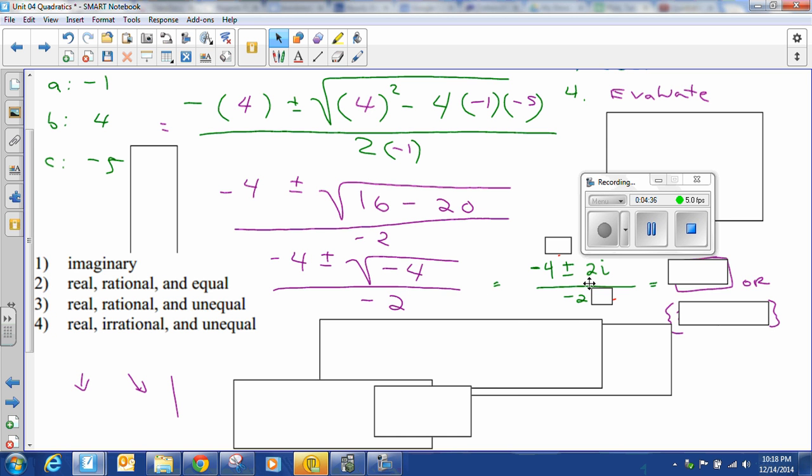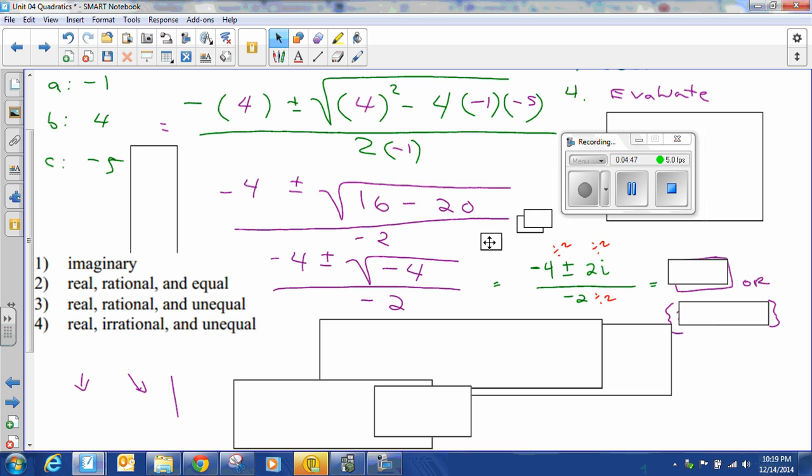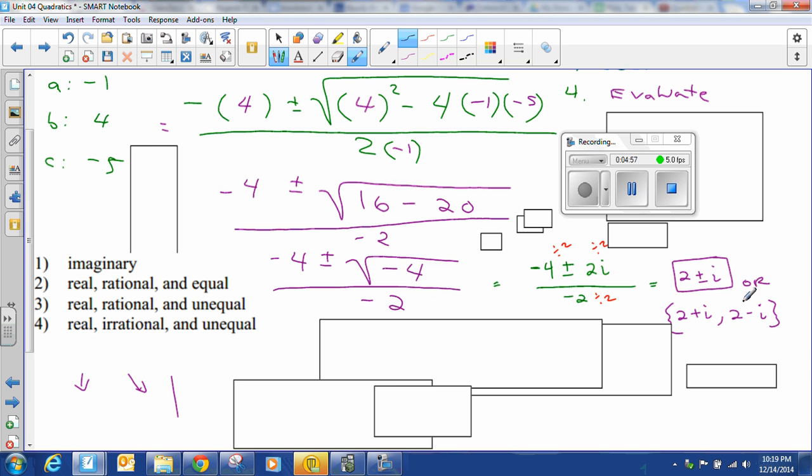So negative 4 plus or minus 2i over negative 2. We can further simplify this because every single term is divisible by 2. We'll divide by 2 here, here, and here. We end up with 2 plus or minus i, or 2 plus i, comma, 2 minus i. So let's think about it. This solution is not a real number. It's imaginary.